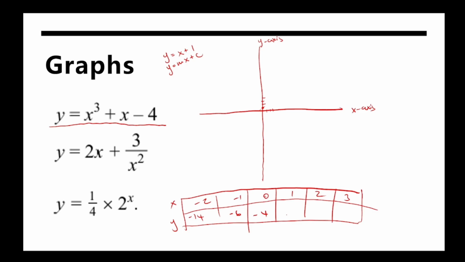When it's 1, 1 plus 1 minus 4, -2. When it's 2, it's 8 plus 2 minus 4, which is 6. When it's 3, it's 27 plus 3 minus 4, which is 26. Now we plot the points on our coordinate system.